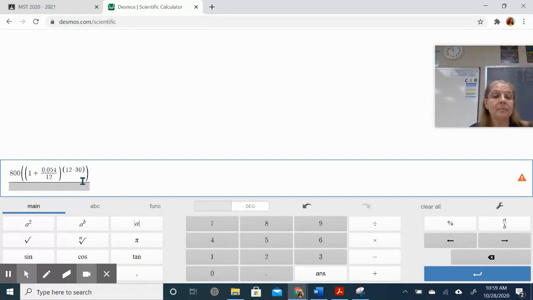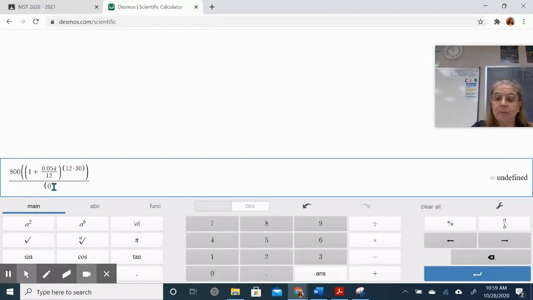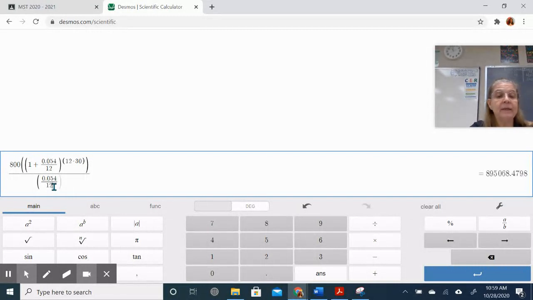Now on the bottom, I still have all the stuff in the bottom to put in. So it's going to be, and I need to tell the bottom to do all of this, 0.054 divide by, it will put in 12, and then just close off the total parentheses. Whew, that was a lot of work to get to here. Now, I just want to make sure it looks correct.